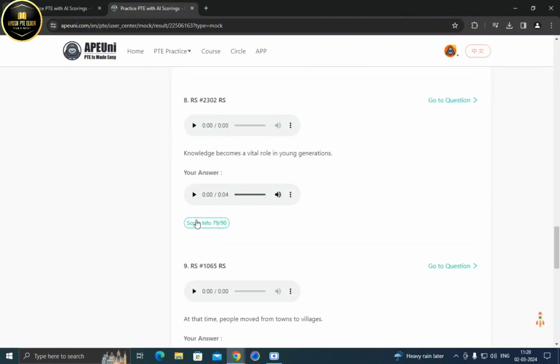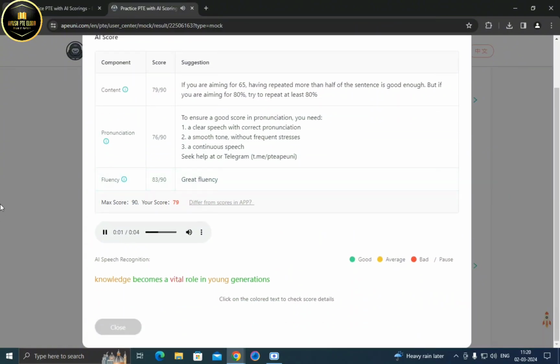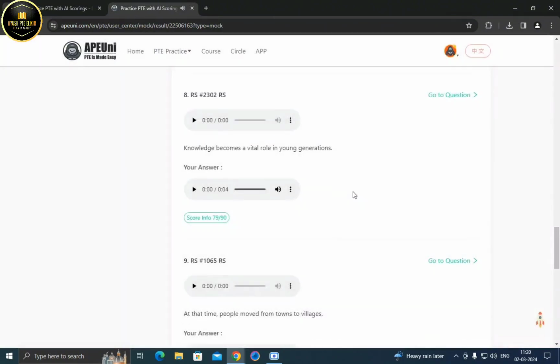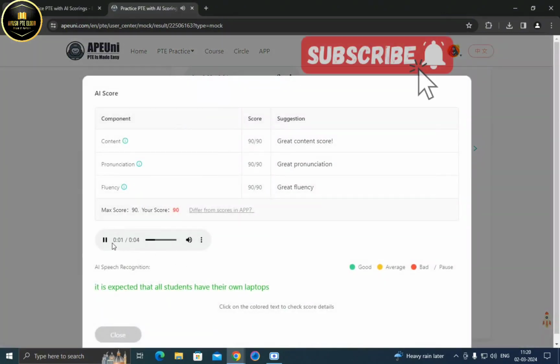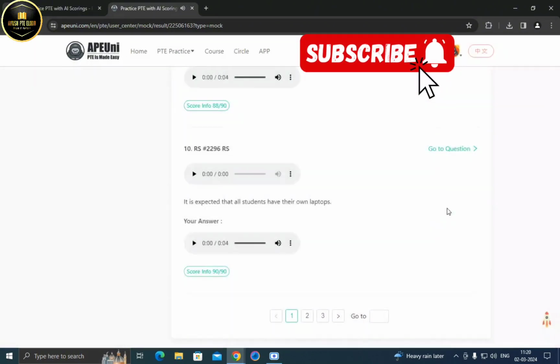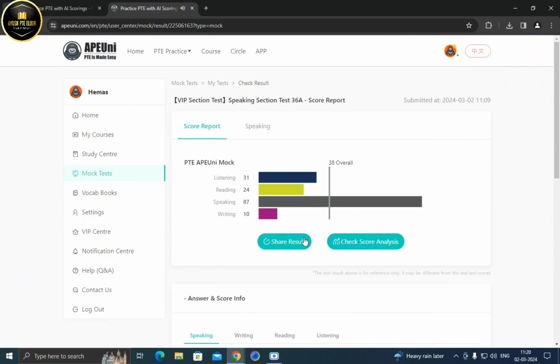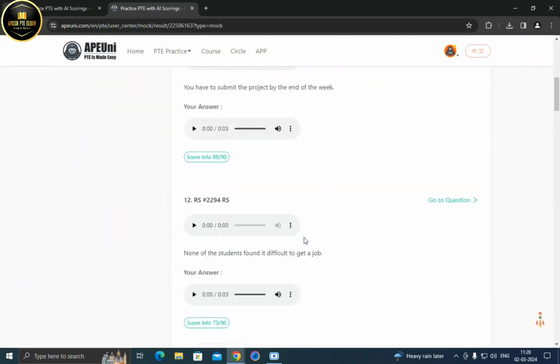Then over here I've got 70. "Knowledge becomes a vital role in young generations." Your pronunciation should be clear. This one is 90. "It is expected that all students have their own laptop." There is no need to rush out. You should speak completely calm and composed.